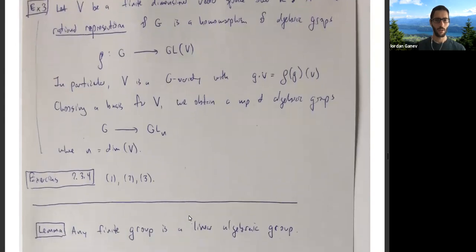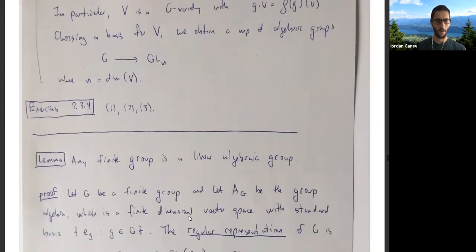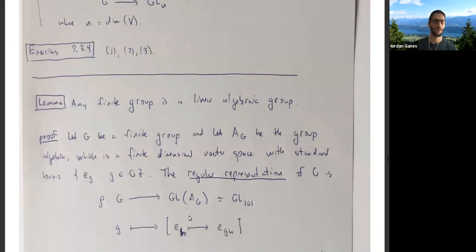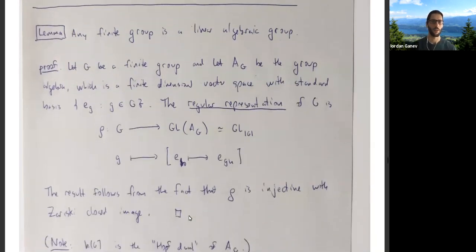All right, so I want to point out that I think I alluded to this fact earlier: any finite group is a linear algebraic group. So in that sense, the theory of linear algebraic groups encompasses the theory of finite groups. So how does this work?